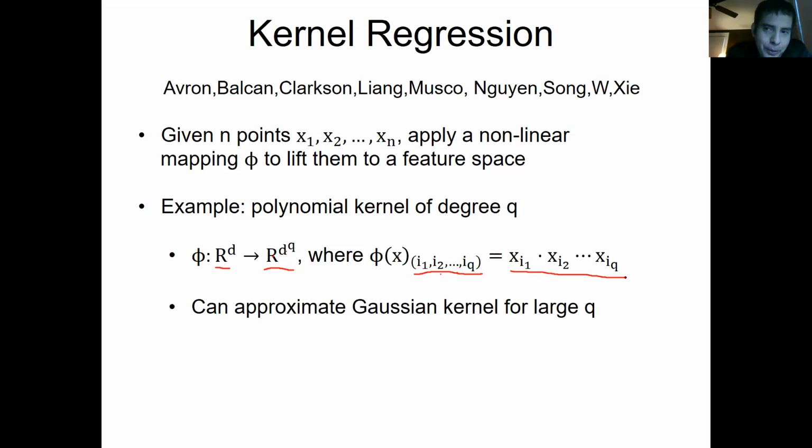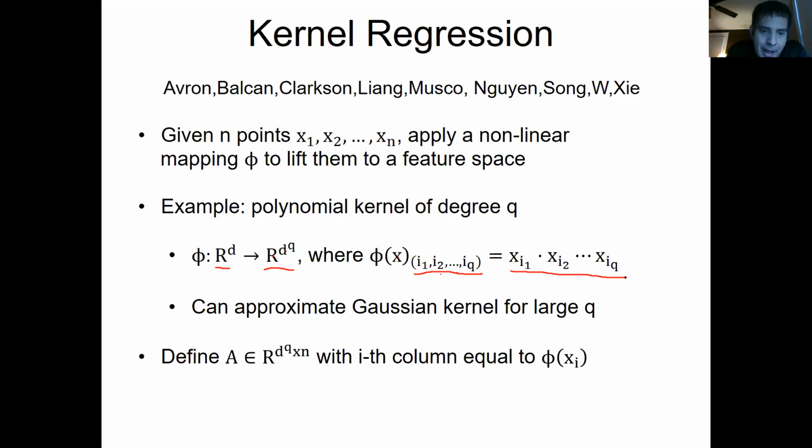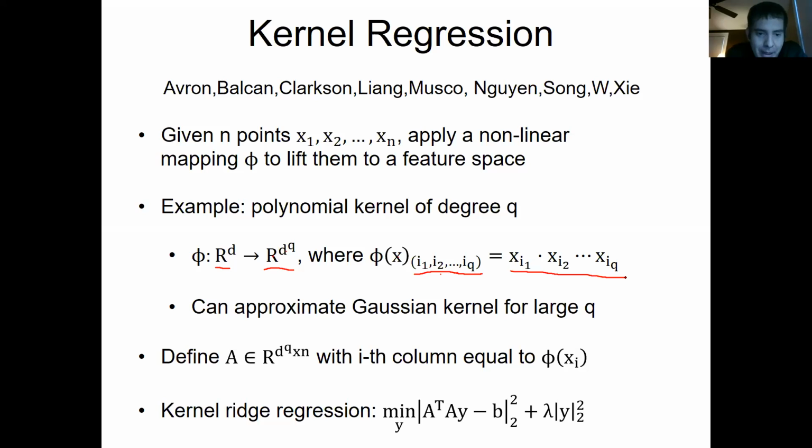And this polynomial kernel, one reason I mention it is it's very versatile in the sense that if you take other kernels and approximate them with Taylor series, for example the Gaussian kernel, then the individual terms in the Taylor series are polynomial kernels of a certain degree. And so you can end up approximating other kernels with a polynomial kernel. And you can define a regression problem. And here is what's called kernel ridge regression. So you have this matrix A, which is huge. Okay, it's d to the q by n.